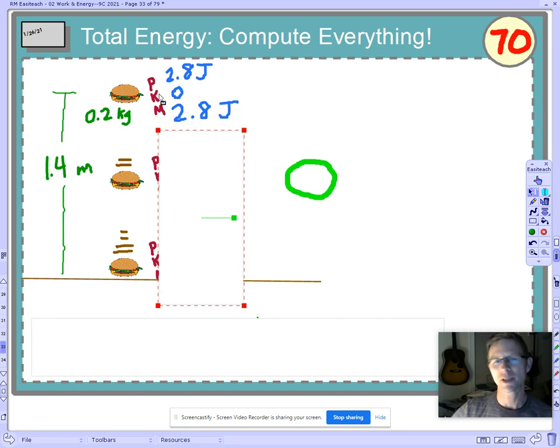the kinetic. Now be careful. Total doesn't necessarily mean all types of energy. I just mean the total. The mechanical energy is a type of total. Now that number right there is the most important number.